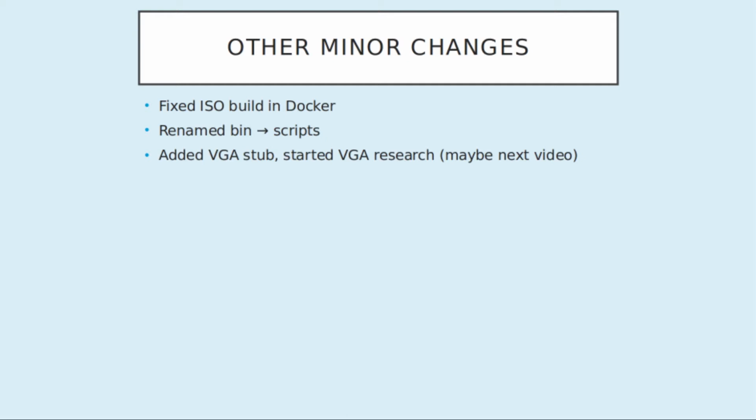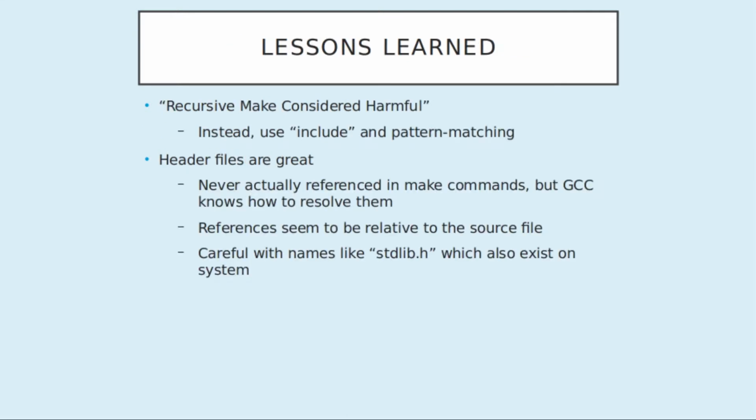Renamed bin to scripts because bin is a little misleading, and added a VGA stub that you saw when we ran the OS. So maybe the next video will be about VGA, but first we had to make some room for that code. Lessons learned for this video, two main ones.